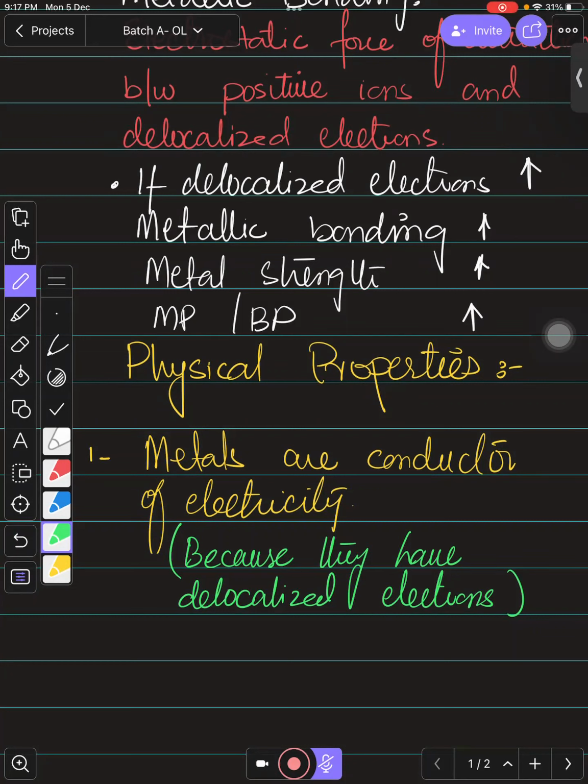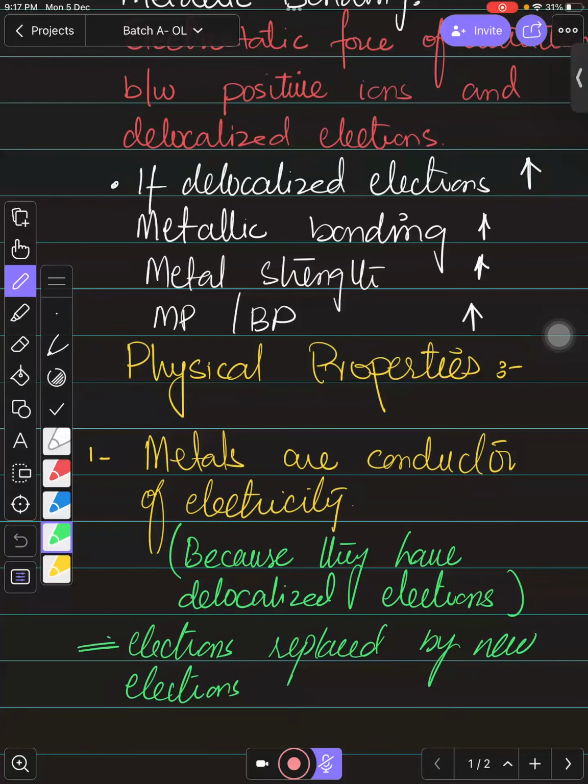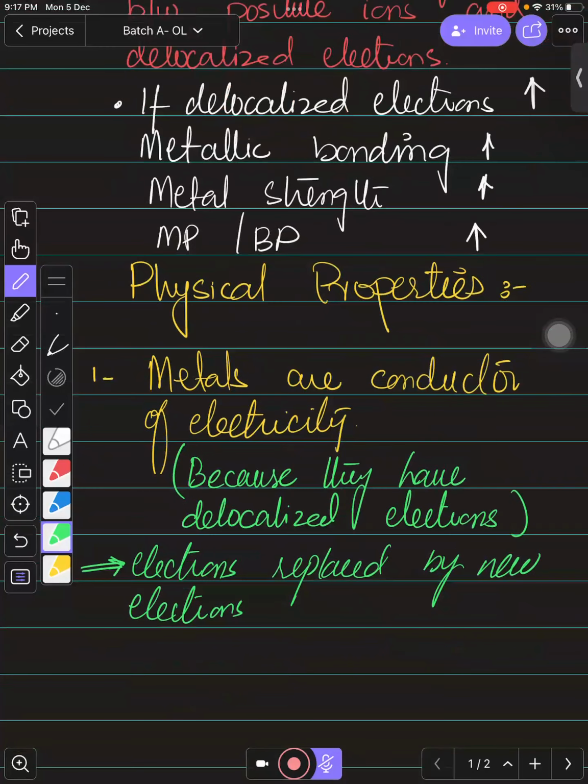Then you must need to know this thing as well. When electricity is passed, right? So you can say that the electrons are replaced by new electrons. When electricity is conducted, the electrons inside the metals are replaced by new electrons, okay? And the positive ions remain in their place.